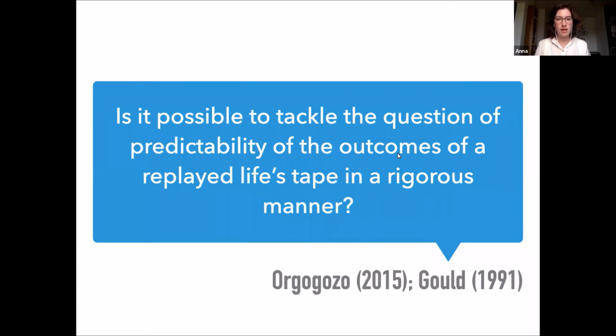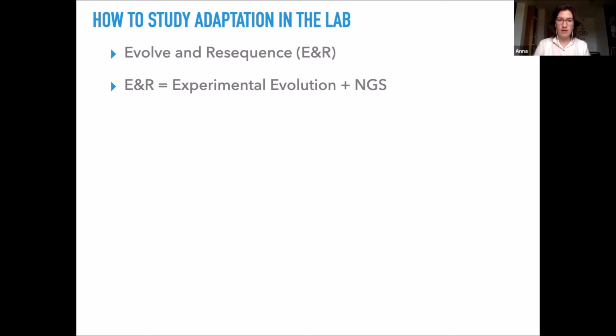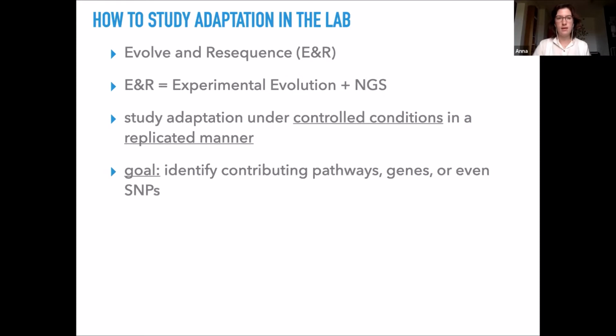While this question was asked a couple of years back more on the phenotypic level, now with next generation sequencing, we have the possibility to look at this on the genotypic level. Okay, so how can we study adaptation in the lab? We call this evolve and resequence. That's a combination of experimental evolution and next generation sequencing, which allows you to study adaptation under controlled conditions in a replicated manner. And the goal that you have is to identify contributing pathways, genes, or even SNPs.